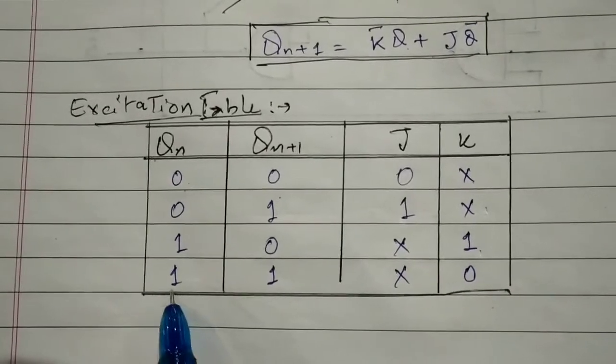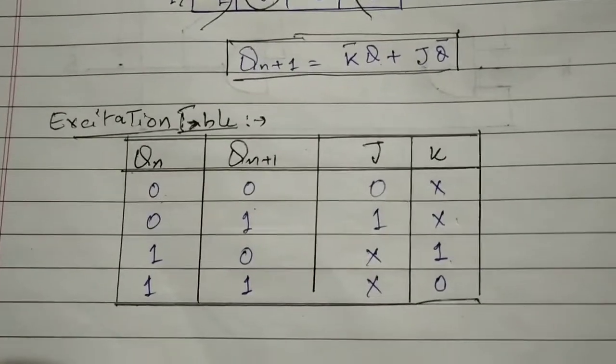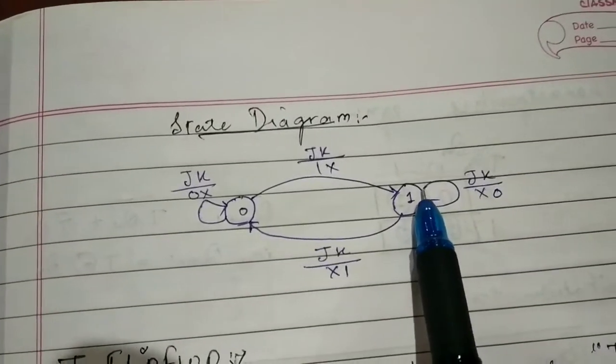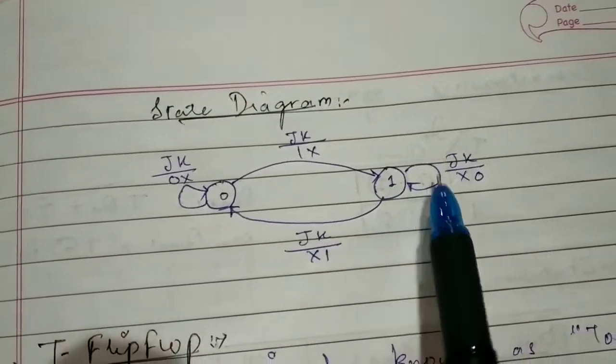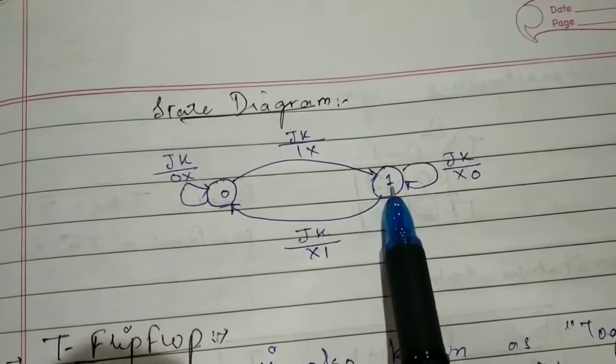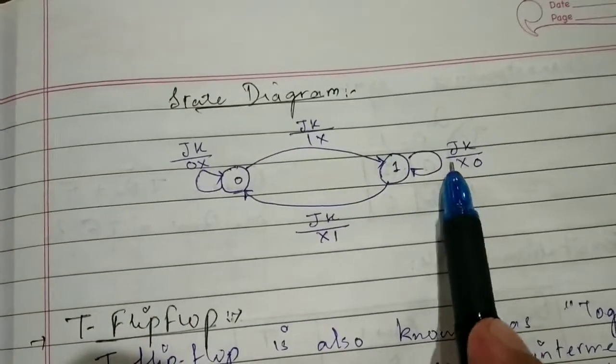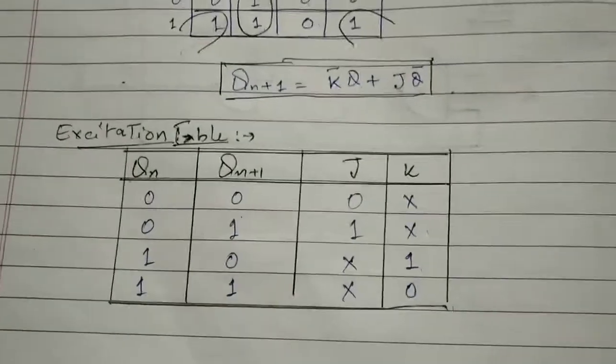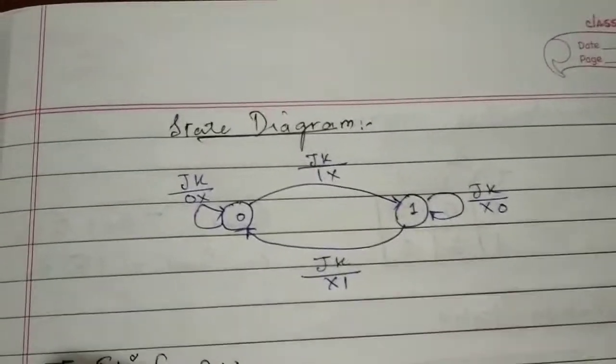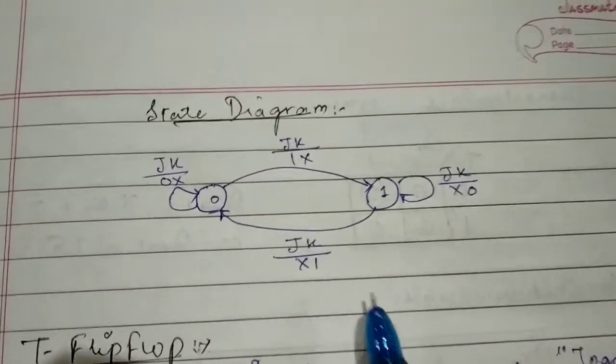And for the last entry 1 1, we draw a self loop at 1 pointing to 1 only. That means the initial state is 1 and the next state is 1 for the input don't care 0 for the JK. Here, don't care 0. This completes the state diagram of the JK flip-flop.